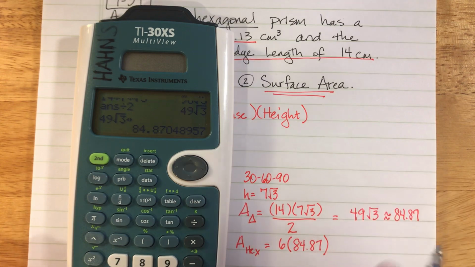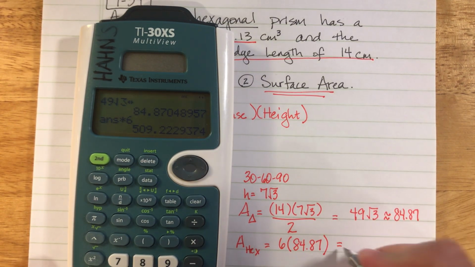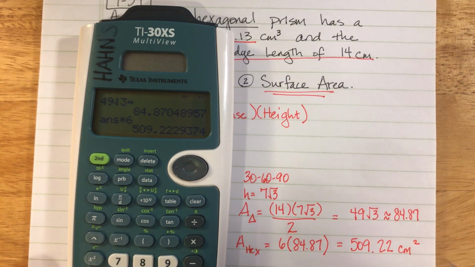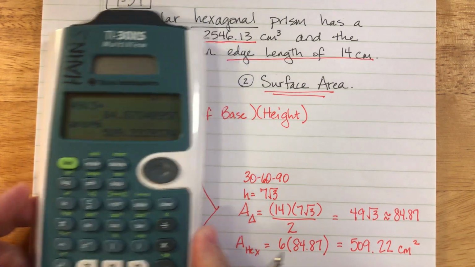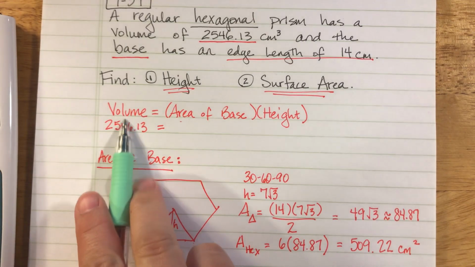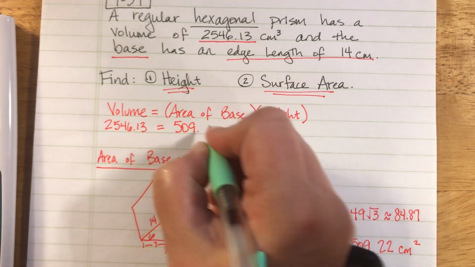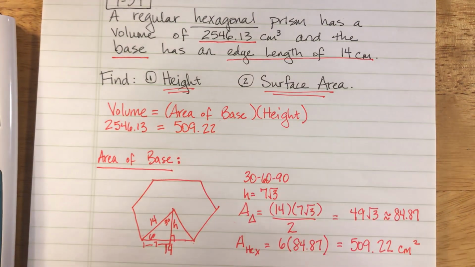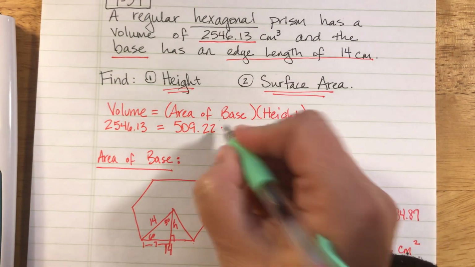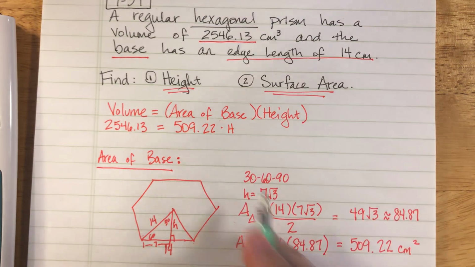So going back to my calculator, I didn't clear it out at all, so I'm going to take this full approximate answer, multiply it by 6, and I get that the area of my hexagon is 509.22 centimeters squared. Okay, so now let's go back up here. The area of the base is 509.22 centimeters squared, and if I multiply that by the height, I get my volume.